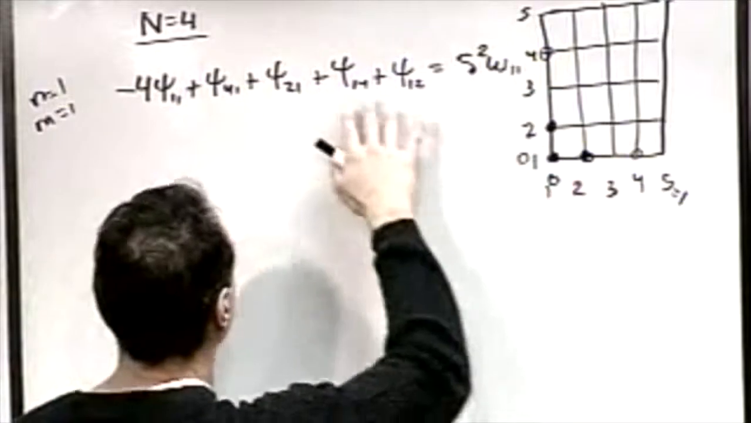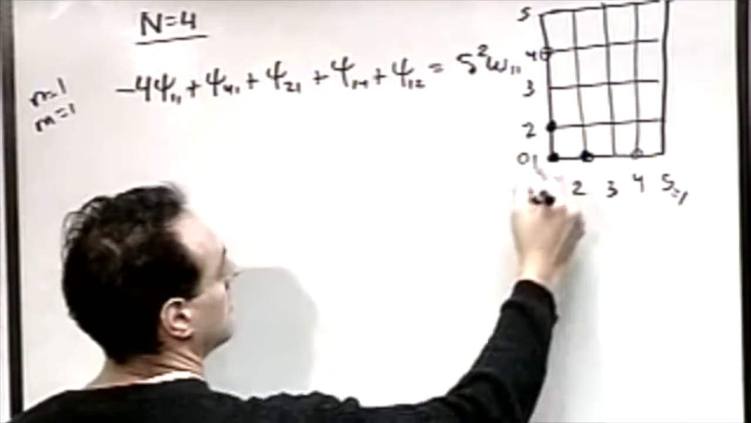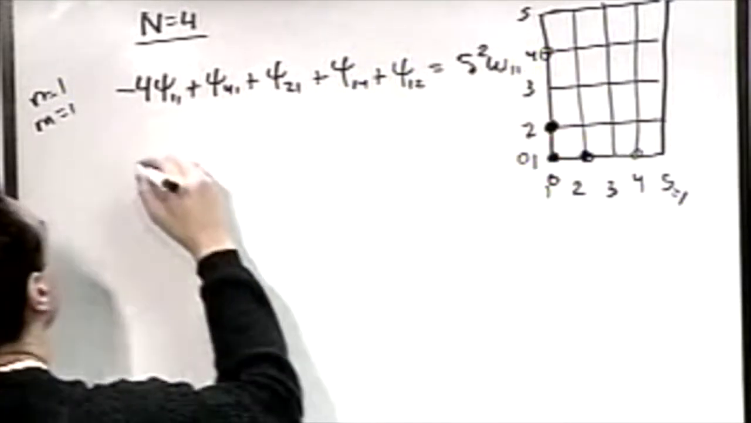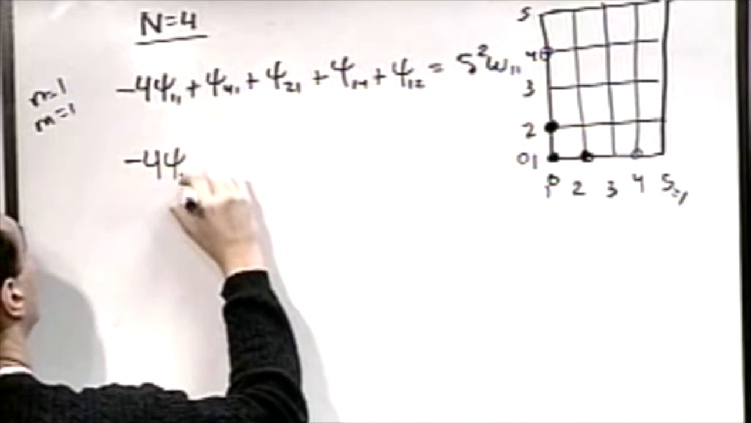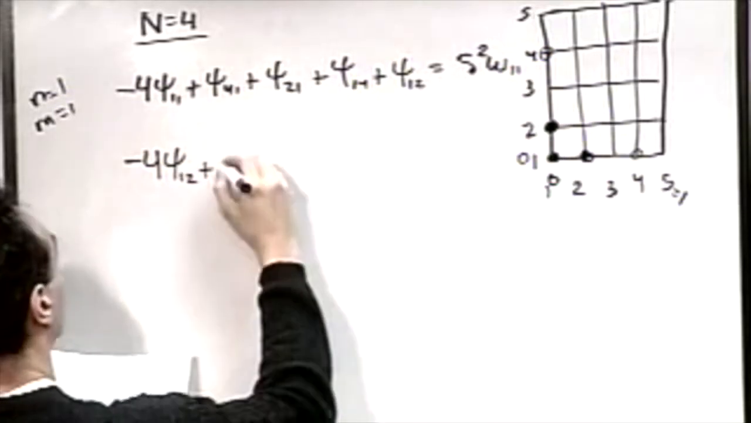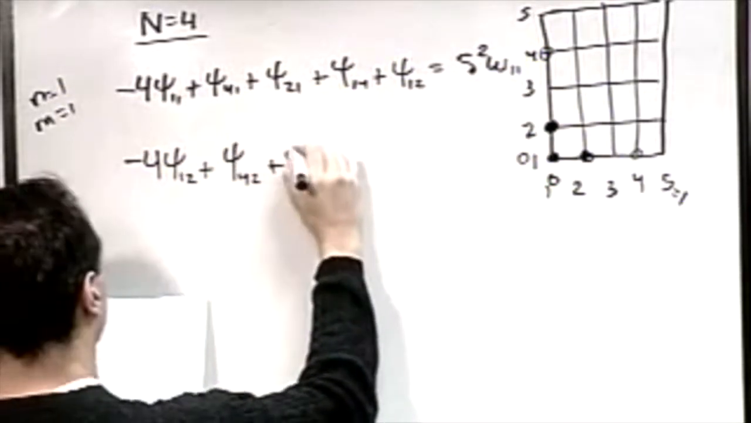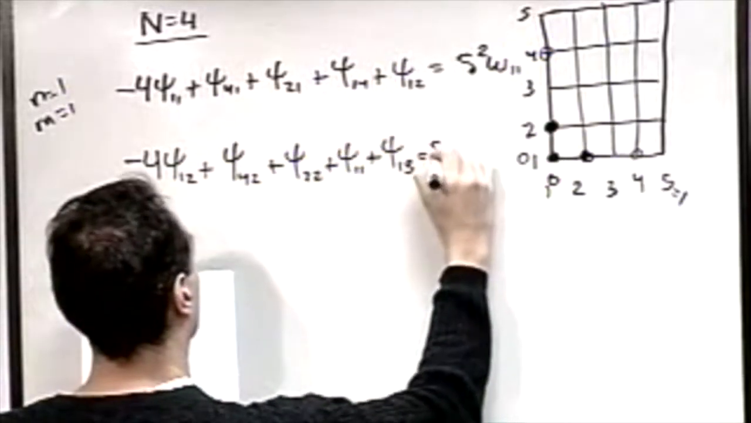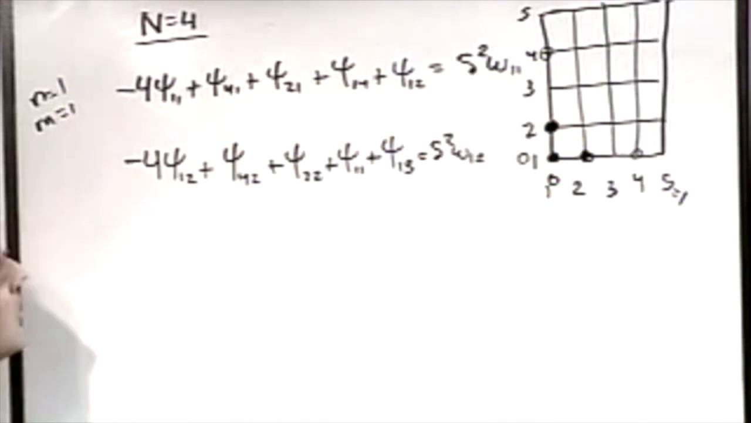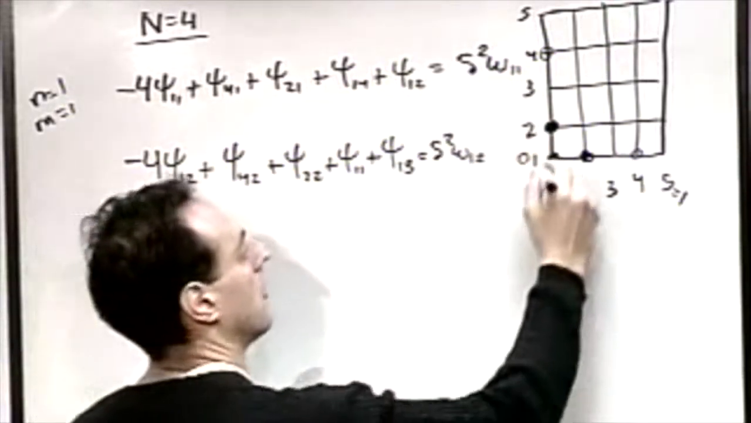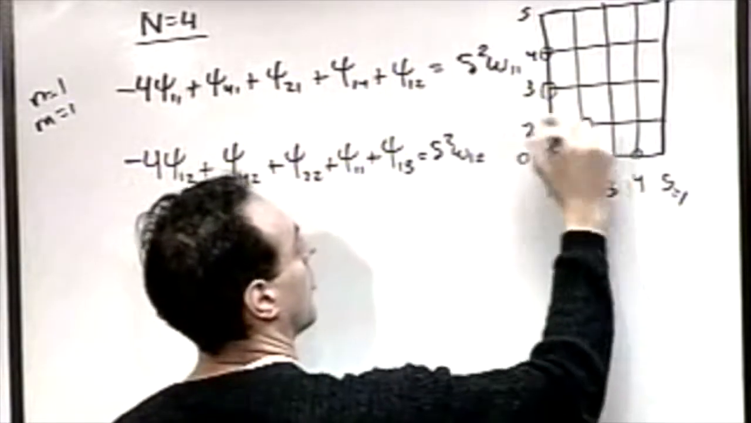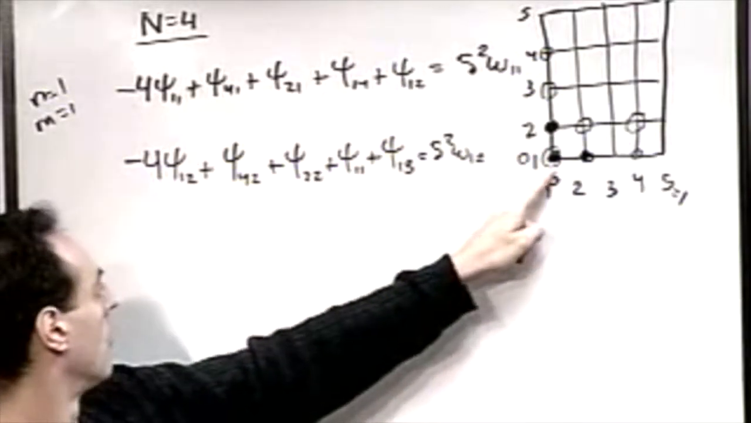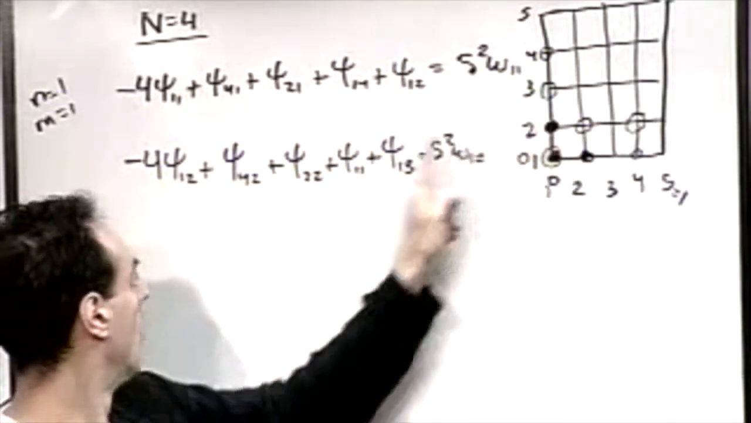Then you go up a point and say, okay, I just evaluated that equation. Now, let's go up and find the solution here at 1, 2. Then it relies on, let me write it down. So what does this point rely on? It relies on this one, this one, this one, and over here, which is that one. So there's -4 of that point. This point here is 1, 1. This point here is 2, 1.